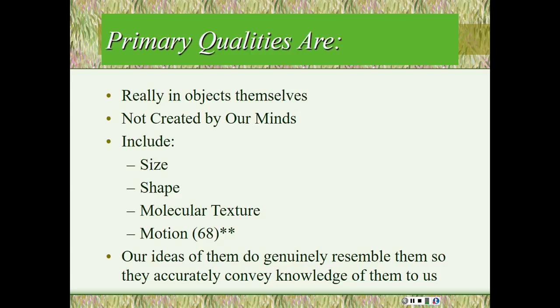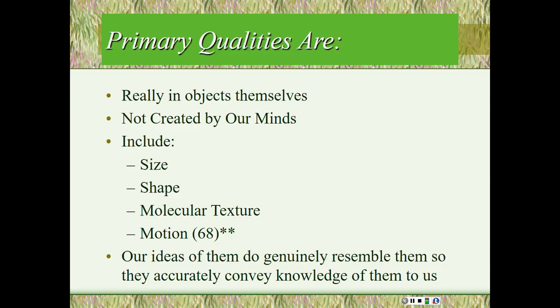So here's essentially what Locke says about the primary properties: that our ideas of them do genuinely resemble them as they are in real external objects, so that those ideas accurately convey knowledge of them to us. In other words, on Locke's view, how do I know that hanging on that wall is a rectangular whiteboard of a certain size? Well, remember, for Locke, we're in the egocentric predicament.